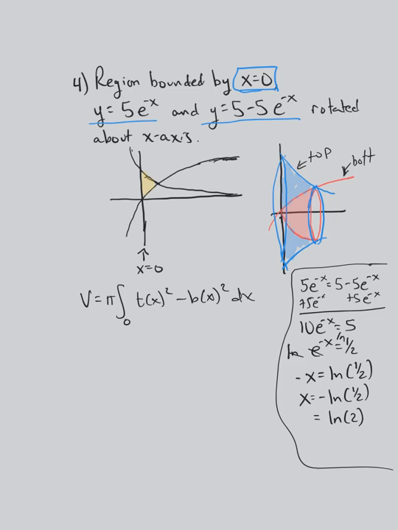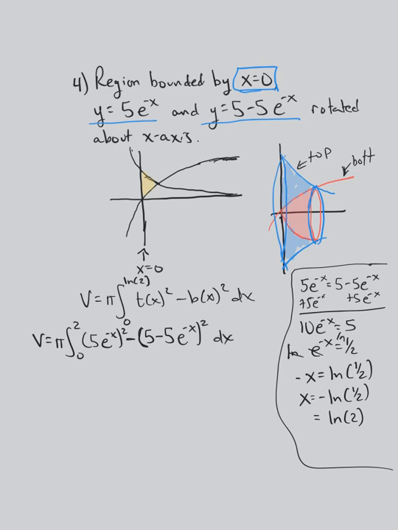All right, so we're integrating from 0 to ln of 2, or you could use negative ln of 1/2 if you needed to. Let's see if we have room. I don't want to squeeze in too tight here, but the volume is pi integral from 0 to 2 of my top function, which is 5 e to the negative x squared, minus, oh boy, my bottom function has a lot of excitement for us, doesn't it? 5 minus 5 e to the negative x squared dx.